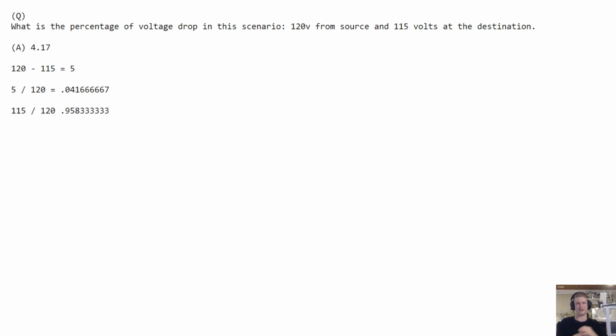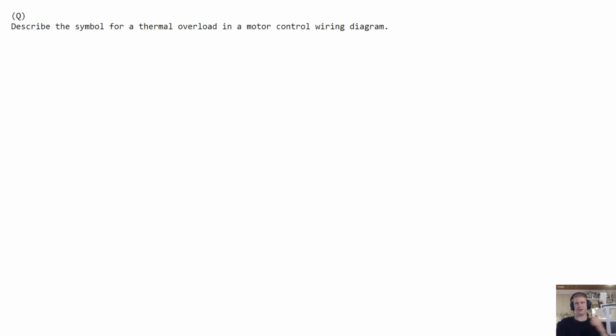Okay, so it's easier just to get the actual answer from your first calculation. Okay, next, describe the symbol for a thermal overload in a motor control wiring diagram. Okay, and it basically just looks like 2 question marks turned sideways.